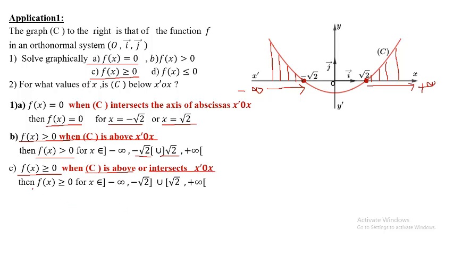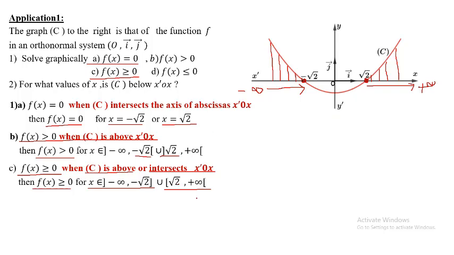Then the solution of f of x greater than or equal to 0 will occur in the case x belongs to the interval minus infinity, minus radical 2, of course closed at minus radical 2 since f of minus radical 2 equals 0, union the second part from radical 2 till plus infinity. Also we close the interval at radical 2 since f of radical 2 equals 0.